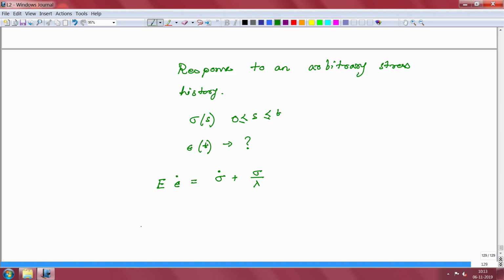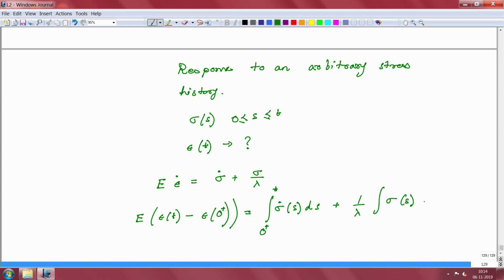Now, integrate both sides. If you integrate both sides from 0 plus to the current time t, then you end up with two integrals on this side, both going from 0 plus to t. You have a sigma dot, and then again I am using a different dummy variable s here, because I have already used the variable t, plus 1 by lambda, and let me put the limits.